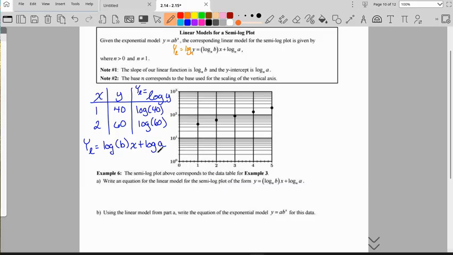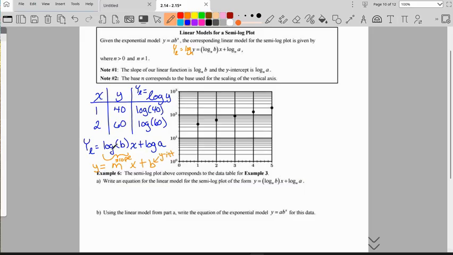Here's our model, same as what was written up there, and we want to build this model. The first thing we know is that log base 10 of b is our slope in the linear model. This is our y equals mx plus b format, the slope-intercept form of a line, where m is our slope. This b is not the same as the base in our exponential function. This b is our y-intercept.